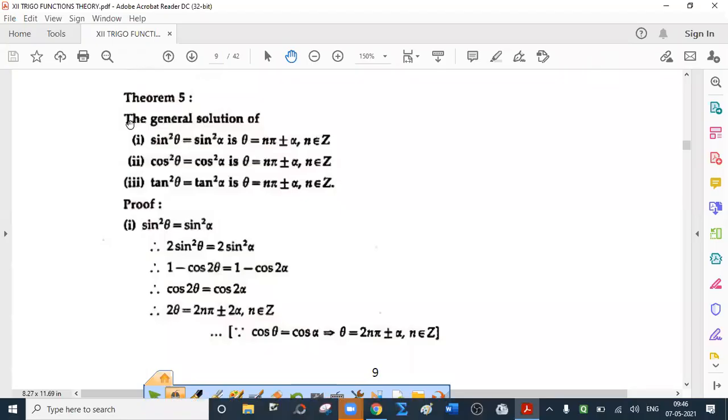And therefore, the general solution of all these three, sin square theta equal to sin square alpha, cos square theta equal to cos square alpha, tan square theta equal to tan square alpha is what? Theta equal to n pi plus minus alpha, where n is an integer.